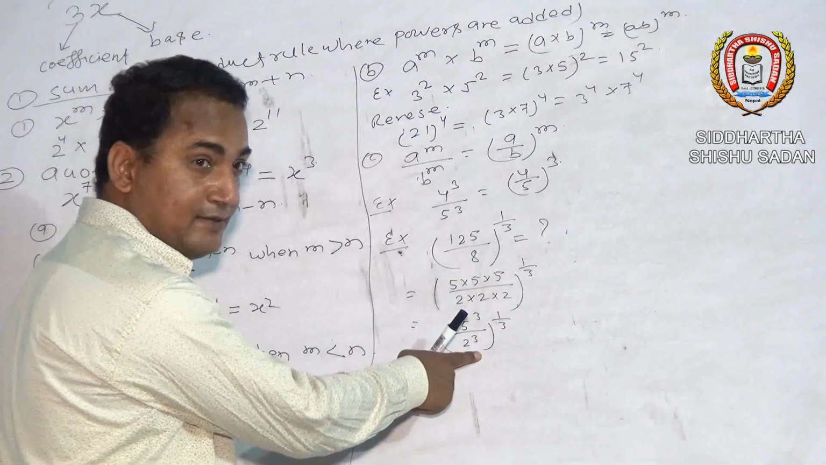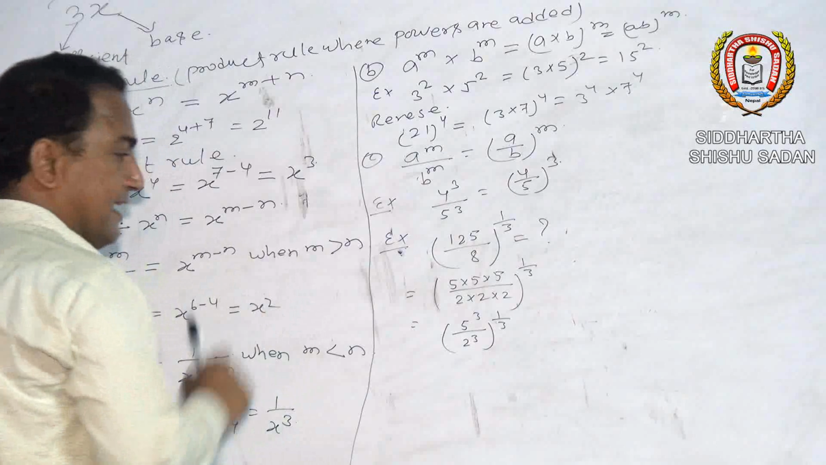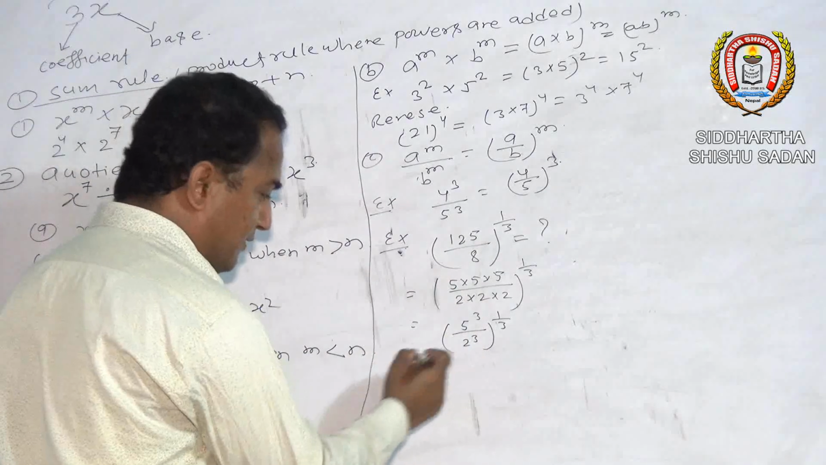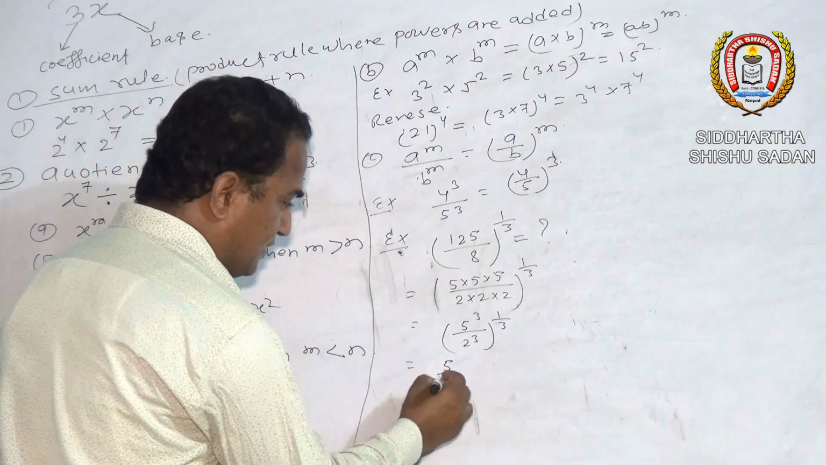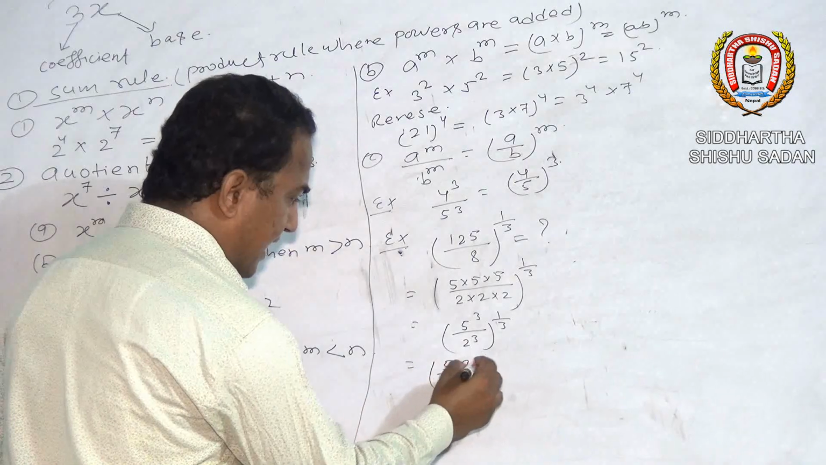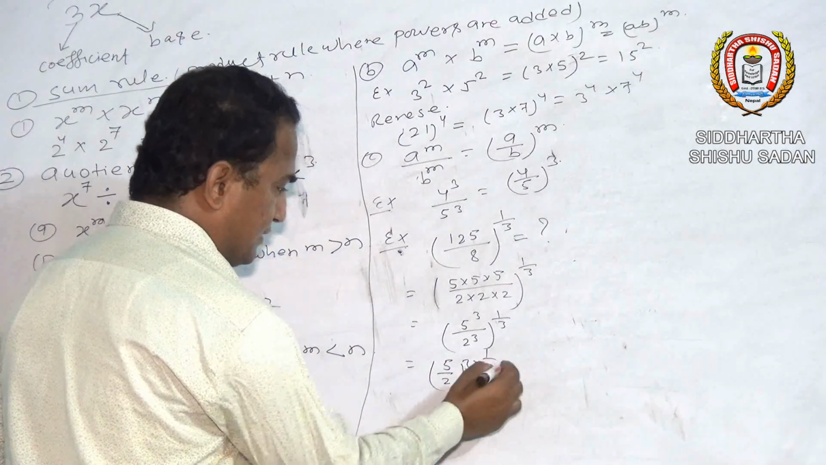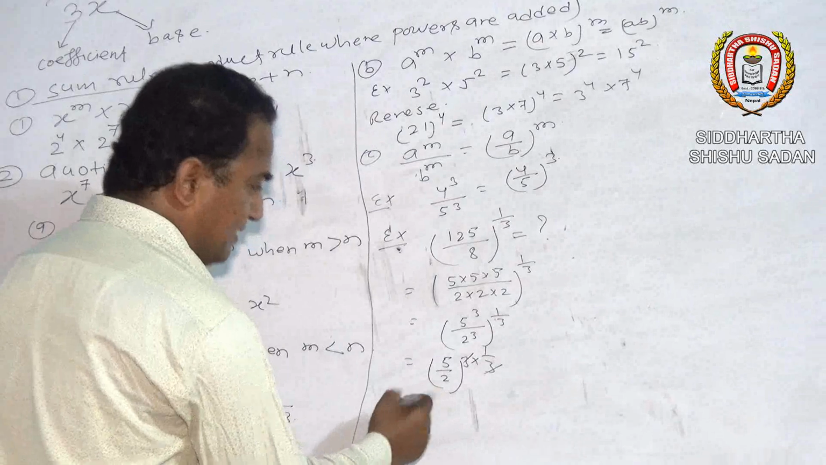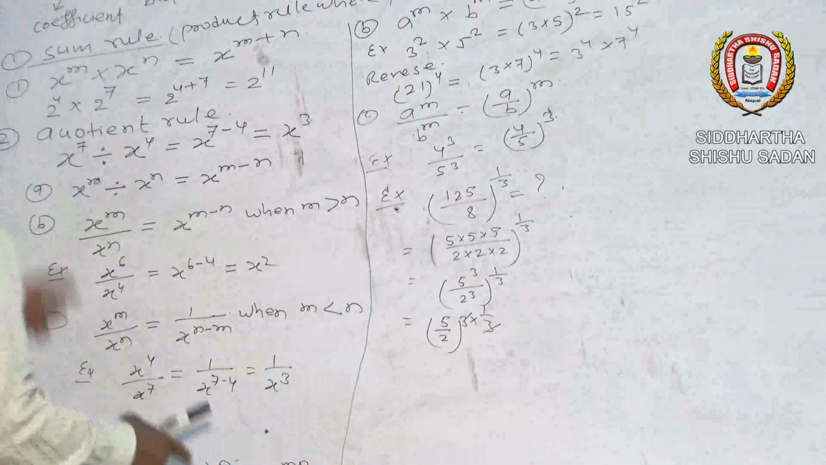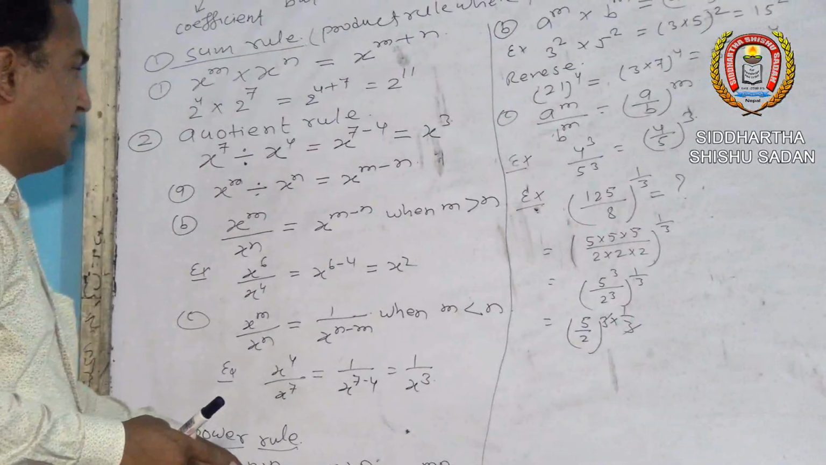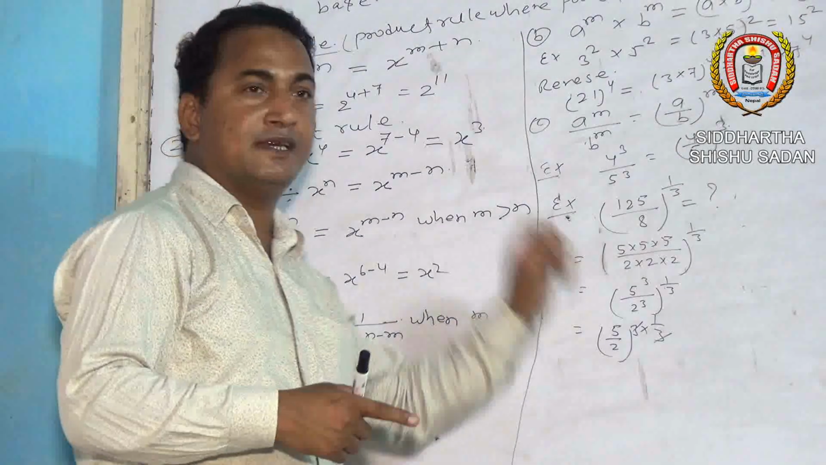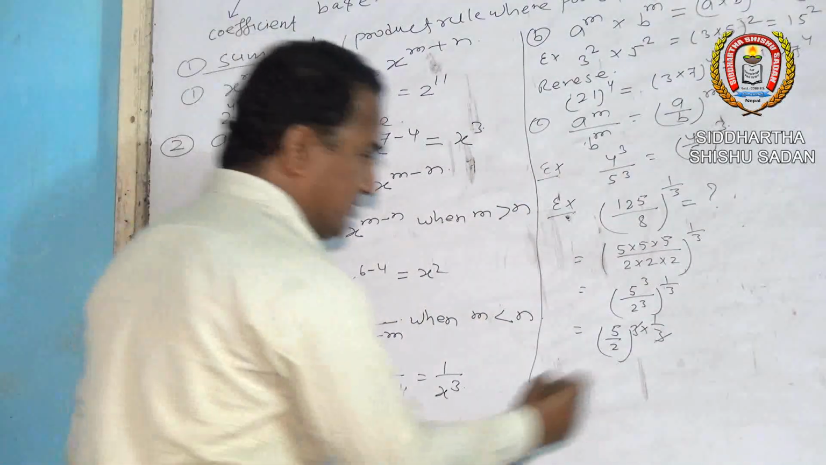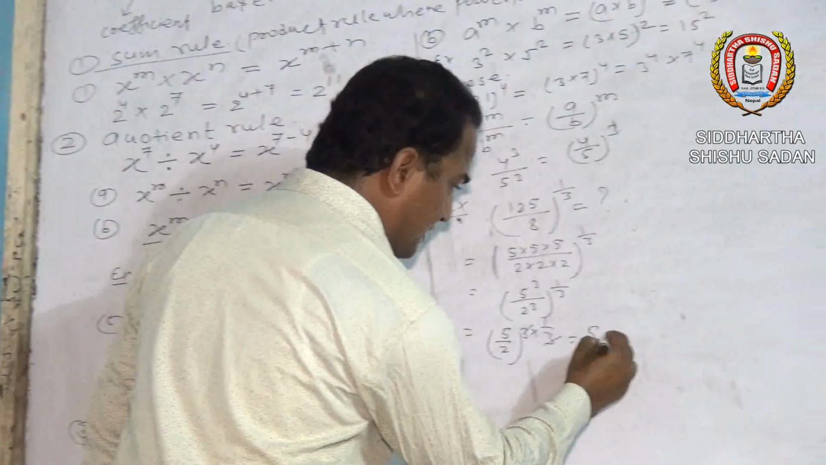have the same power, right? So, in that condition, take the power common over here: 5 by 2 to the power 3, and whole to the power 1 by 3. This should be cancelled. And this is the power rule: if the power is over the power, then the powers are to be multiplied. In that condition, the answer is 5 by 2.